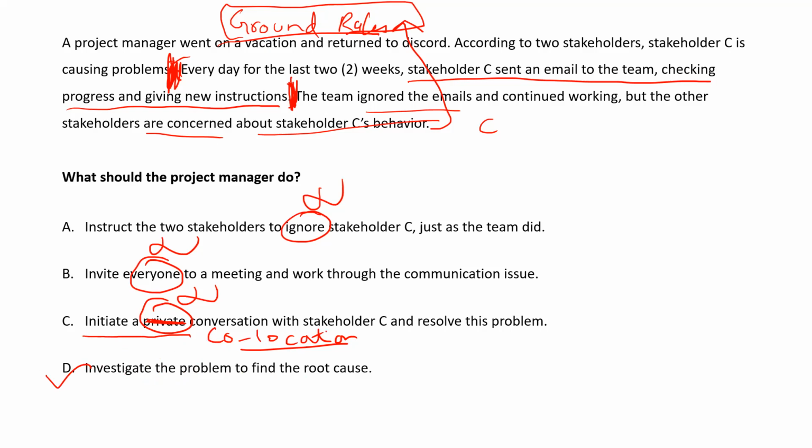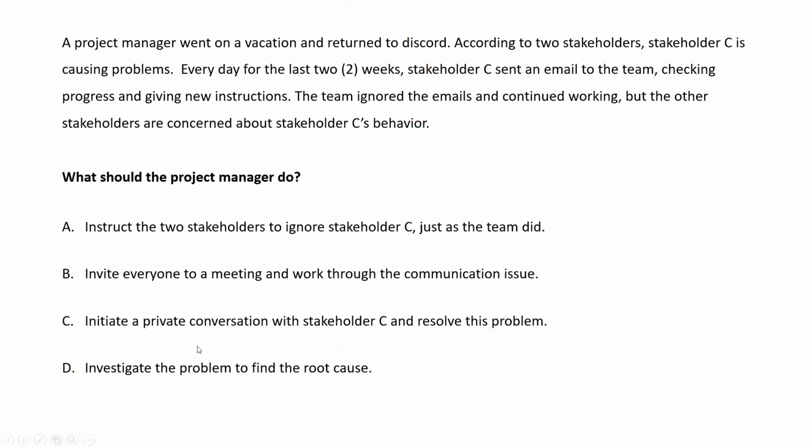Do you guys remember any word which you can replace with this and it can become the right answer? Initiate a meeting. Feedback. No feedback. Meeting could be the right answer, but we have to use a better co-location here. Initiate a one-to-one meeting. Initiate a separate meeting, or discuss in a separate meeting, private meeting. No, private is not the right word. One-on-one. Yes. So D was the correct answer. Great.